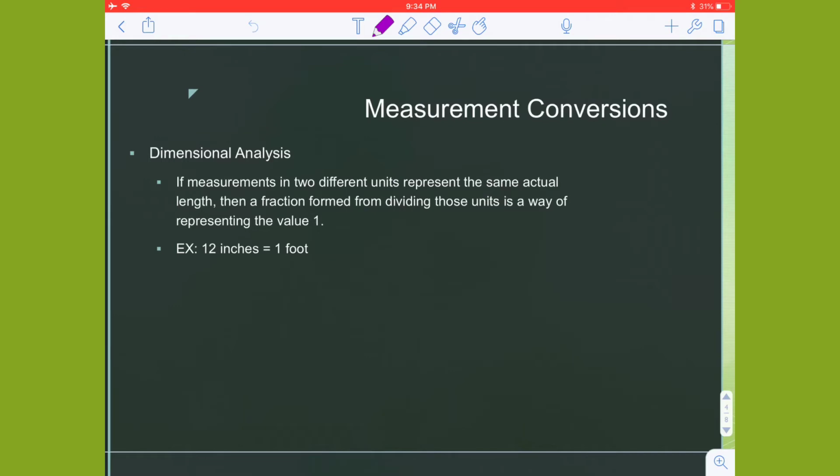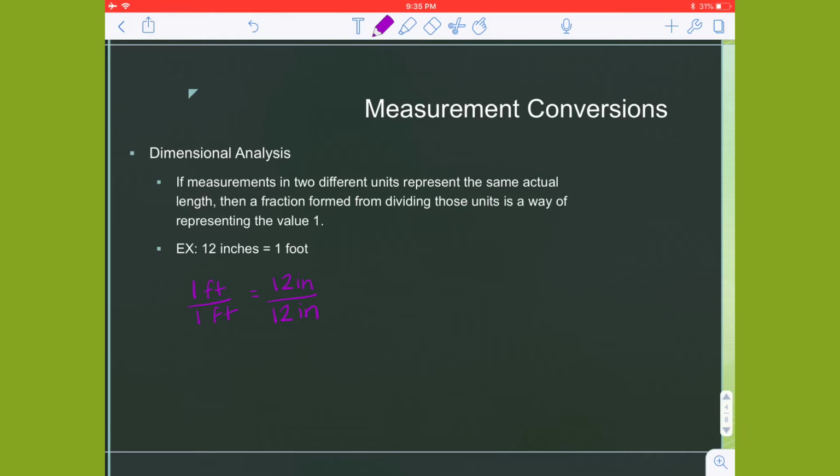That is the reason why measurement conversions become useful to us, and this process of dimensional analysis helps us to figure that out. So if measurements in 2 different units represent the same actual length, then a fraction formed from dividing those units is a way of representing the value 1. So this actually sounds a lot more complicated than what it really is. It's the idea that if I know that there are 12 inches in 1 foot, I know that there's 1 foot in 1 foot, right? I know that there are 12 inches in 12 inches, right?